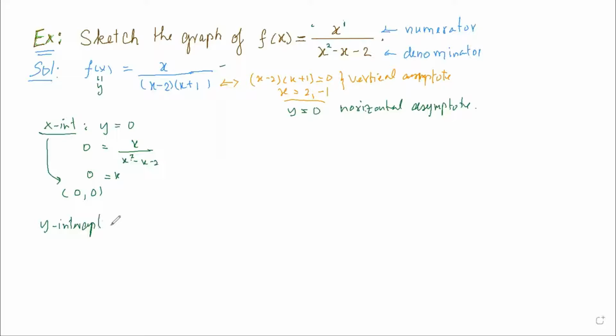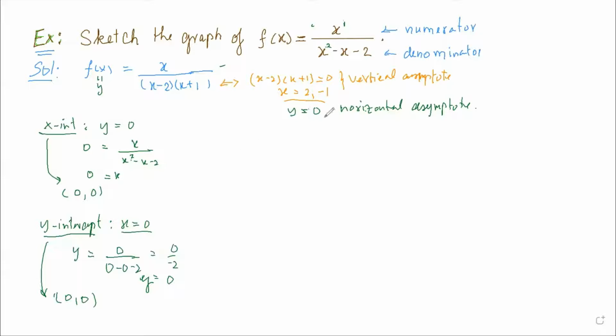Then we go find the y-intercept. That means x equal to 0. Now you replace again, you can replace in here or here. So y equals 0 over 0 squared minus 0 minus 2. So we have 0 over negative 2, that means equal to 0. Then the y-intercept coordinate point is x 0 and y also 0. So we get the x-intercept, y-intercept, and vertical asymptotes.